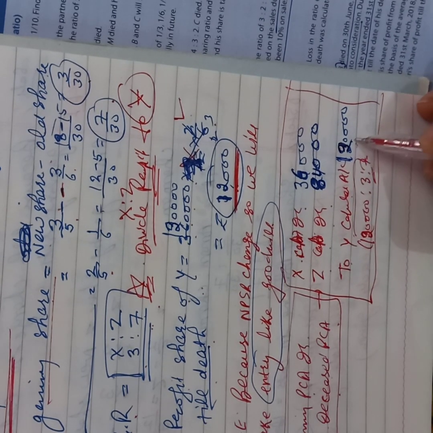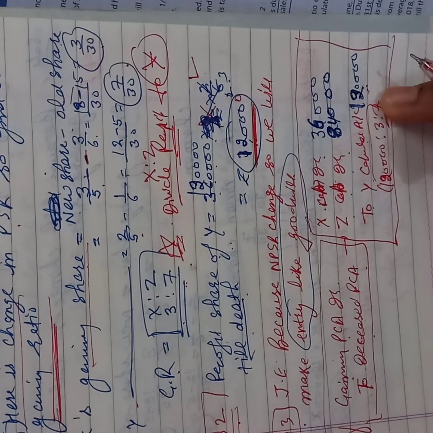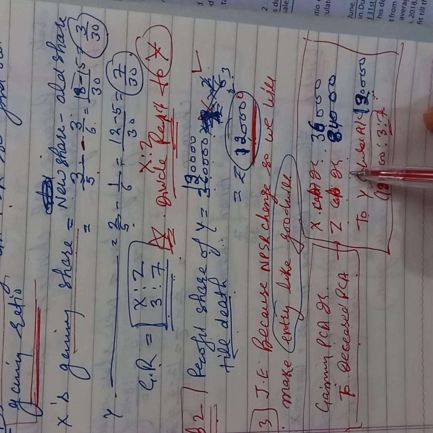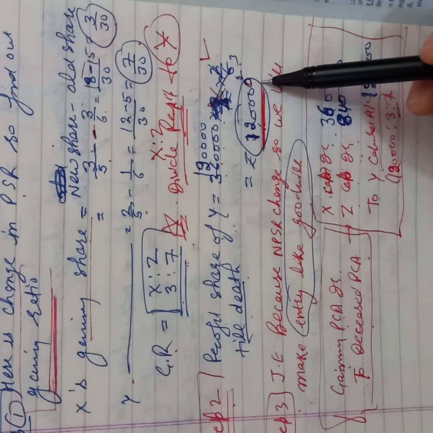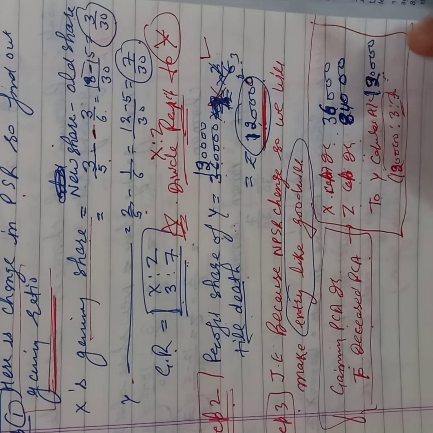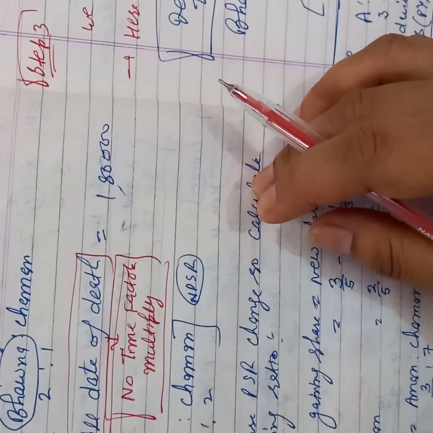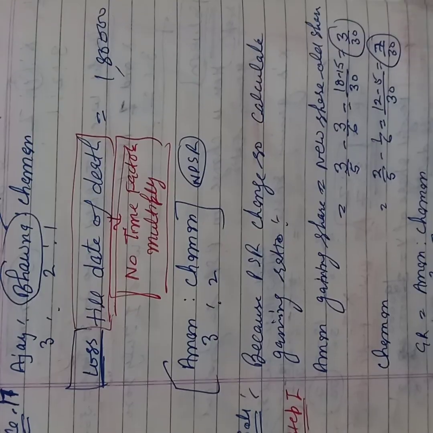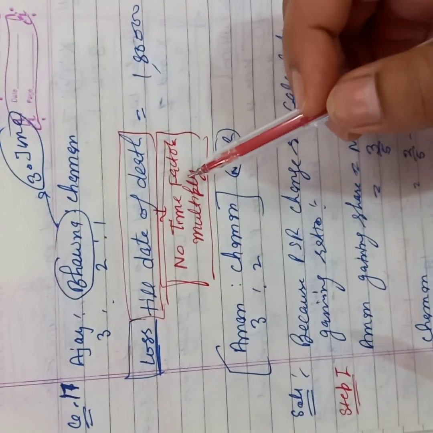Y will get 1,20,000 in ratio 3:7 from X and Z. So X will give 3 by 10 of 1,20,000, and Z will give 7 by 10 of 1,20,000. This 1,20,000 will be given by X and Z to Y in their gaining ratio. So here we learn: if profit till the date of death is given, we will not multiply the time factor. And when there is a change in the profit sharing ratio of remaining partners, we will make the entry of profit like goodwill.